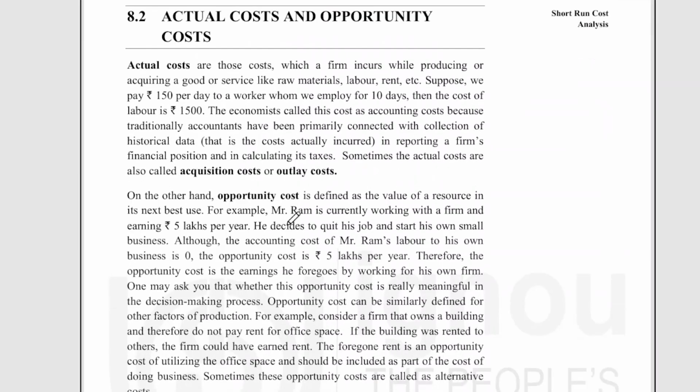And next is actual cost and opportunity cost. What is actual cost? Actual costs are those costs which a firm incurs while producing or acquiring a good or service, like raw material, labor, rent, etc. Economists call these costs accounting cost because traditionally accountants have been primarily connected with the collection of historical data in reporting a firm's financial position and in calculating its taxes. Sometimes the actual costs are also called acquisition cost or outlay cost.